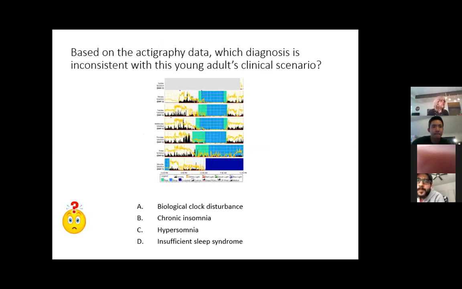Okay, so what diagnosis could we make here? Well, actually, I changed the question. Which diagnosis is inconsistent with his clinical scenario? Hypersomnia. Very good. Because he probably has everything, right? He's got a biological clock disturbance. He's got insufficient sleep, and he's got chronic insomnia. You could make multiple diagnoses here.